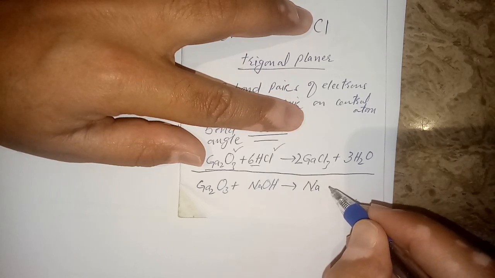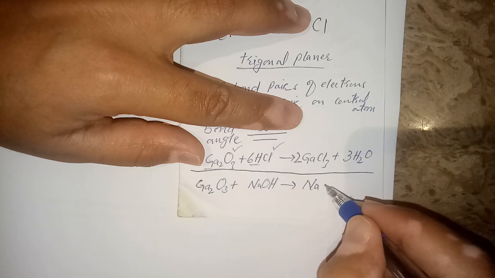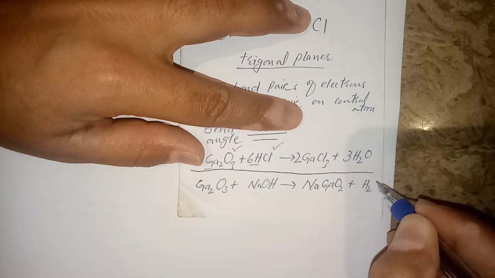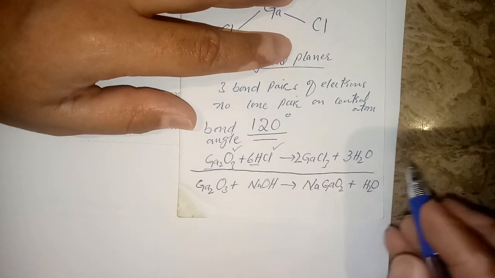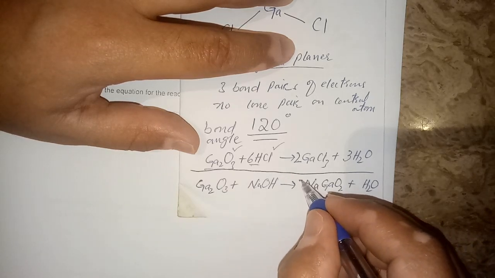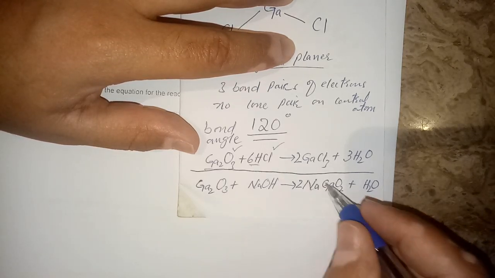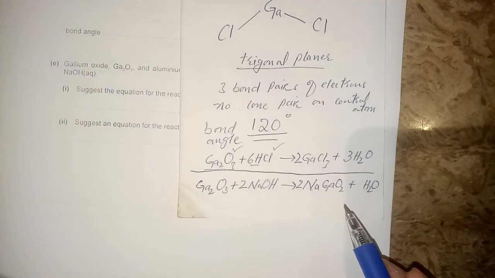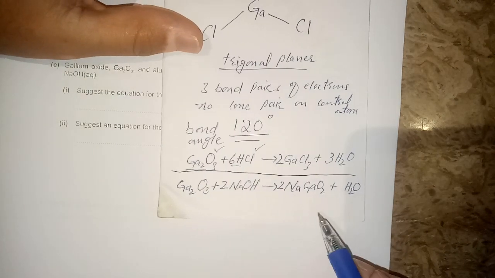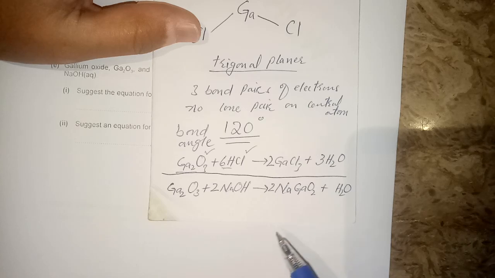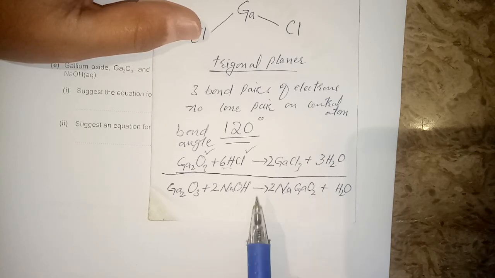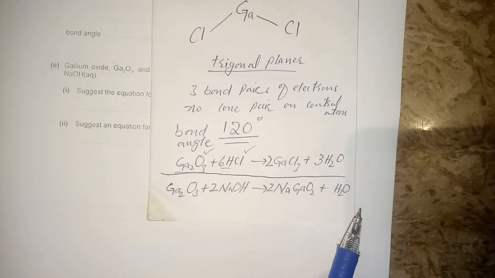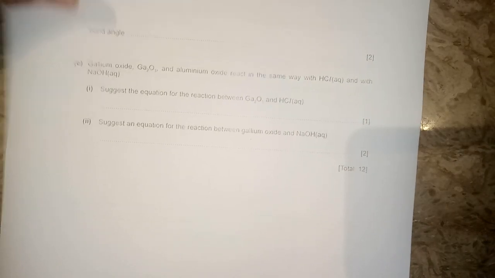So the product we get is sodium gallate, NaGaO2, plus H2O. Now to balance this equation, as we have 2 gallium, we place 2 over here. As a result we get 2 sodium. To balance this we place 2 with the sodium, and the rest of the equation is balanced. Hopefully you understand. Remember the way aluminium oxide reacts with NaOH; here we just replace the aluminium with gallium. That's it. So question 1 is complete.